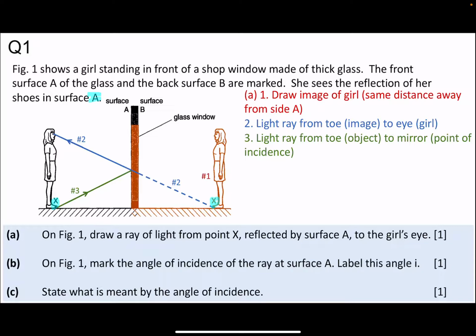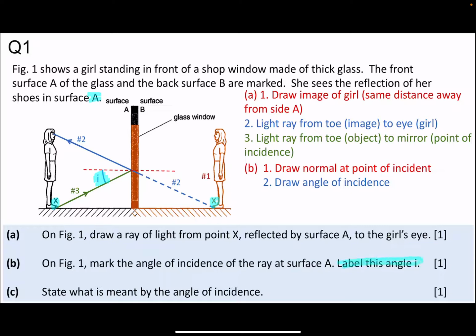On figure 1, draw the angle of incidence of the light ray at surface A. Label this angle I. To do that, we need to draw the normal first, the normal at the point of incidence, then we can draw the angle of incidence. So draw the normal and draw the angle and label the angle I. Okay, you must label the angle I as stated in the question.